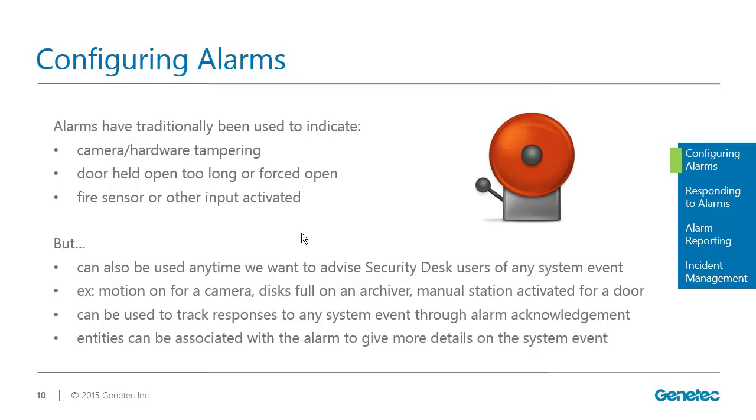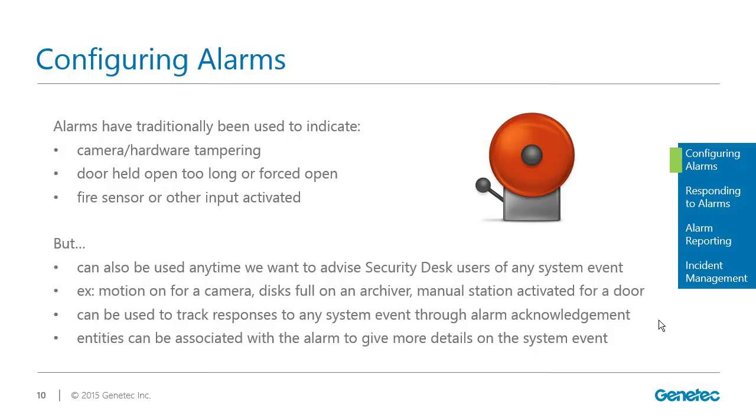However, when we're looking at Security Center, we can really use alarms any time we want to notify the users in the security desk of any kind of system event. So it's very flexible. For example, if we get motion on a camera that's set up in a location that's supposed to be blocked off, we can have that trigger an alarm, and that way the security operators know that someone is somewhere they're not supposed to be, and they can go and take care of that. And they can also manage who's going to go take care of that as well.